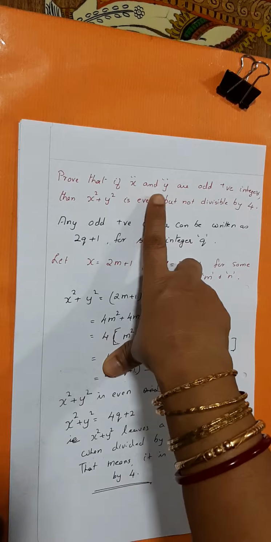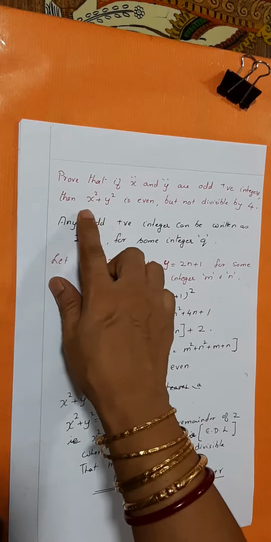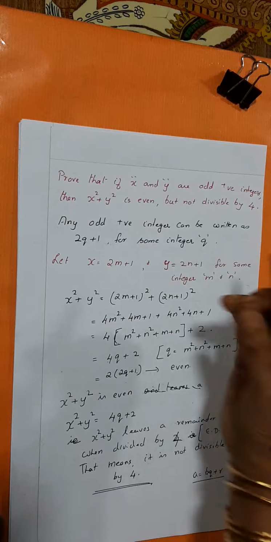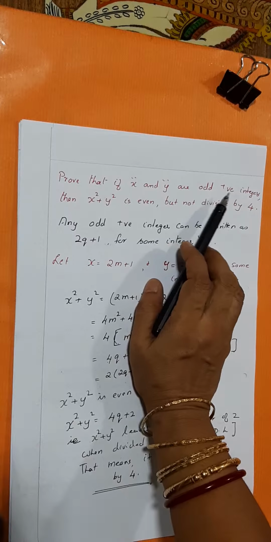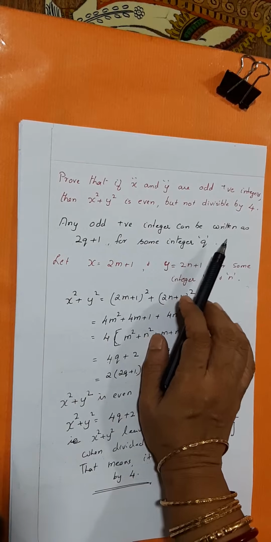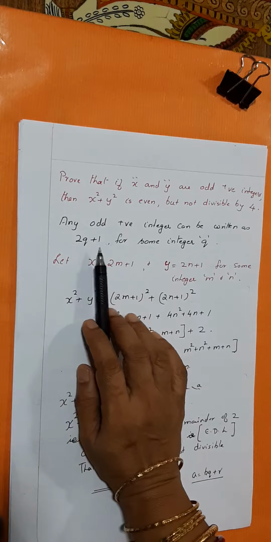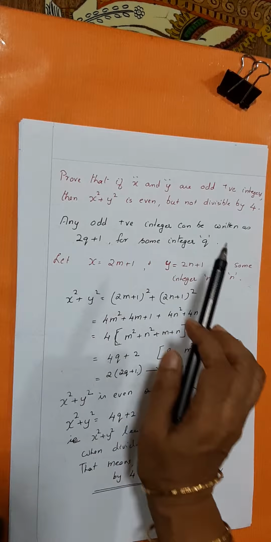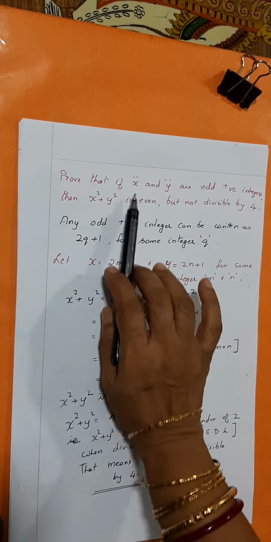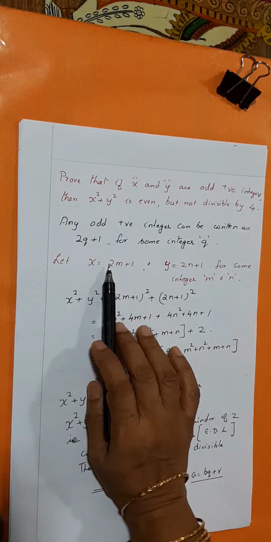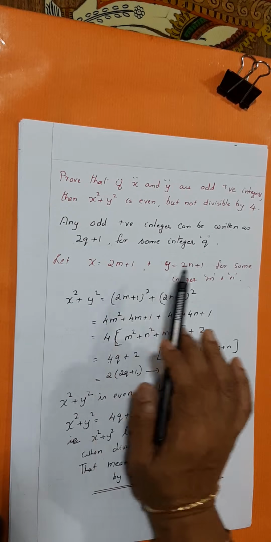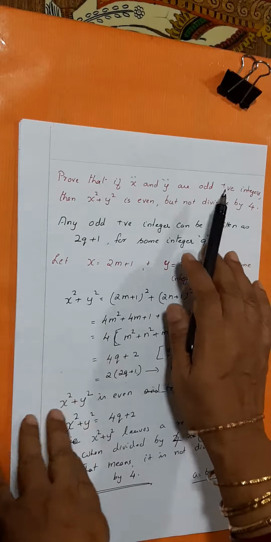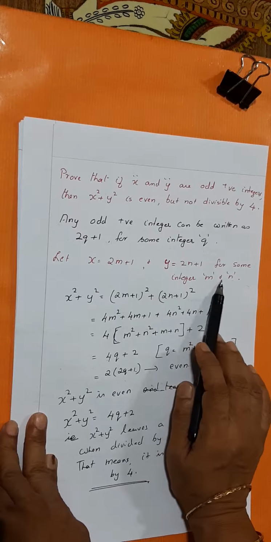Prove that if x and y are odd positive integers, then x squared plus y squared is even but not divisible by 4. So x and y are odd positive integers. We can always write an odd positive integer as 2q plus 1 for some integer q. For even you write 2q, for odd we write 2q plus 1 as the general format. So the format will be x is equal to 2m plus 1 and y is equal to 2n plus 1. You cannot have the same number because both are two different odd positive integers, for some integers m and n.